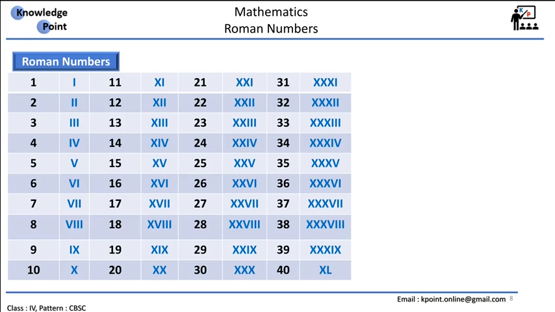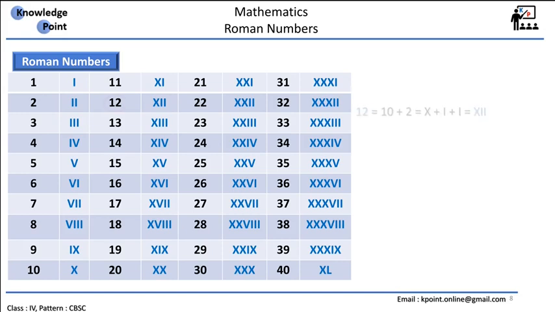For 39 it can be written as XXXIX, and for 40 we write it as XL. Now this means that L means 50 and X is a smaller number which is to the left of L, and therefore the value should be subtracted. That is 50 minus 10, we get 40. So for 40 we are using the symbol XL.